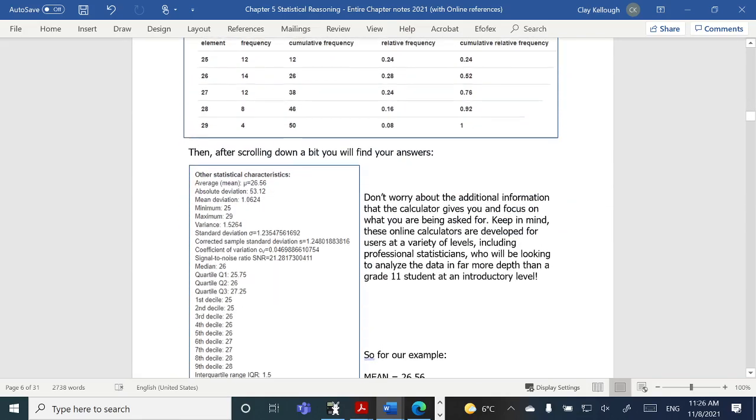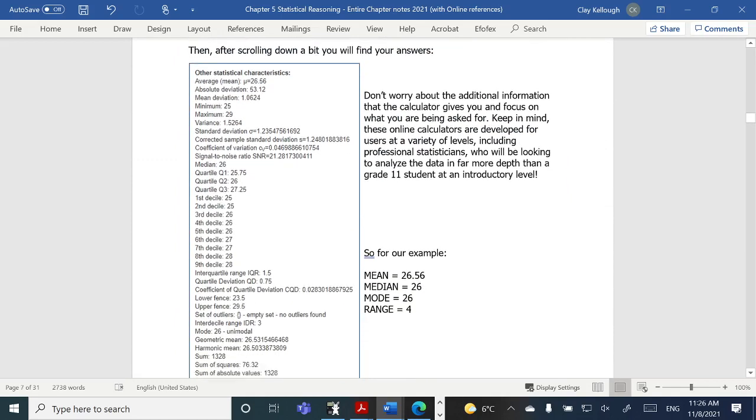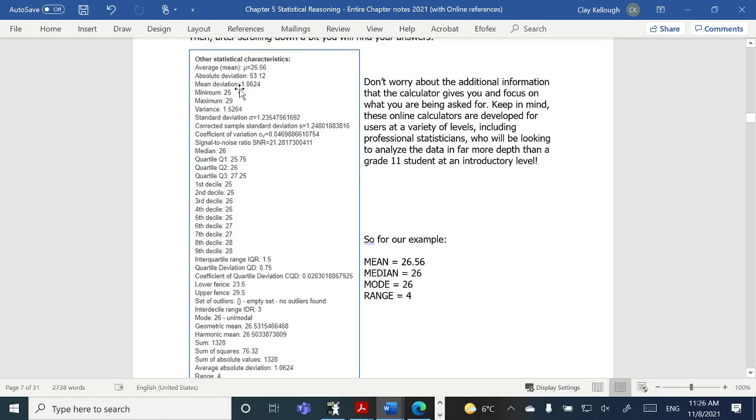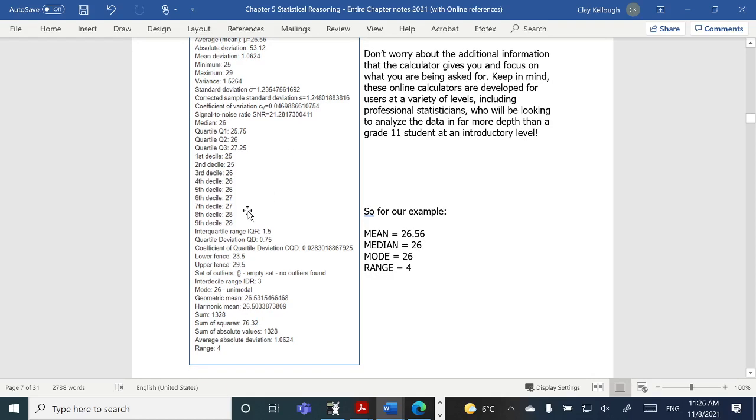So let's see, does it have all that stuff here? The range is at the bottom, the median is right here at 26, the average slash mean is here, and there we go. And the mode, oh, the mode is 26. And they have this fancy word here, unimodal.